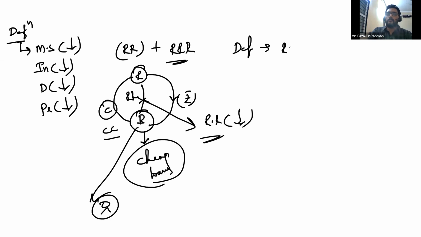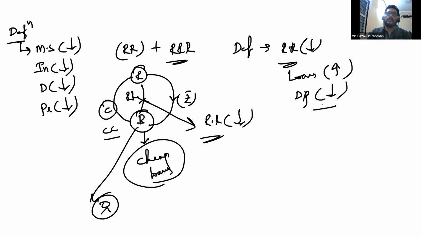So during deflation, repo rates are reduced. What will happen? People will take more loans. Loans will increase, and deposits will decrease. Okay, loans will increase, deposits will decrease.